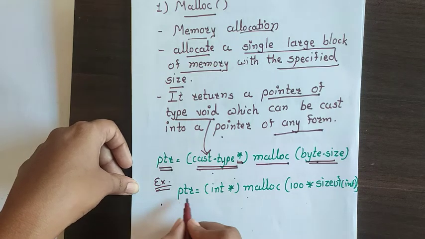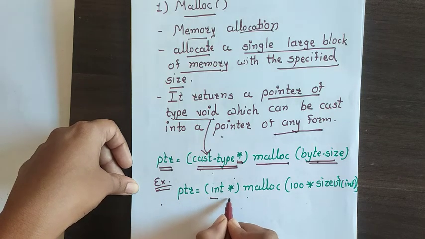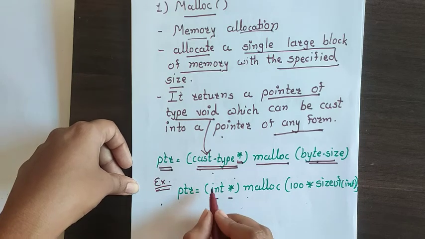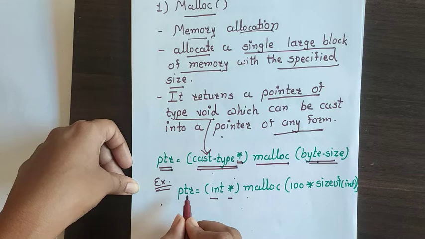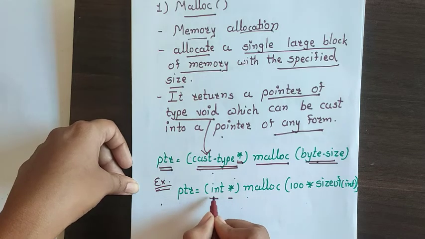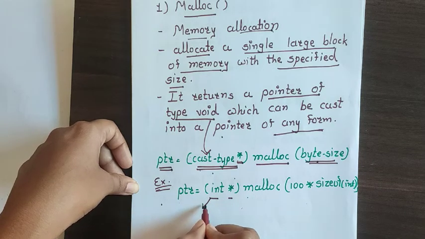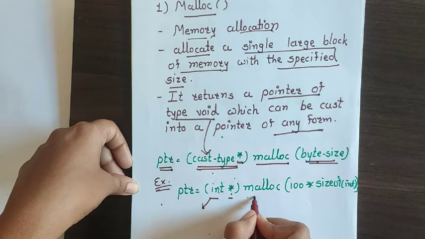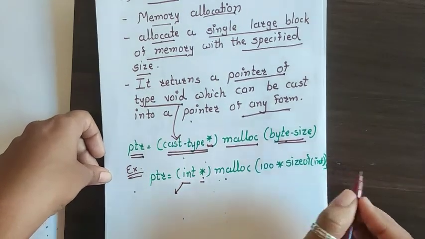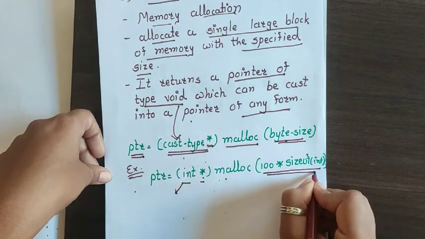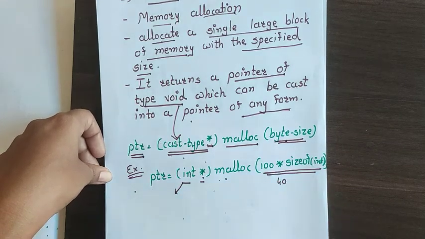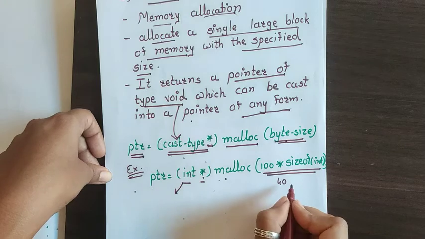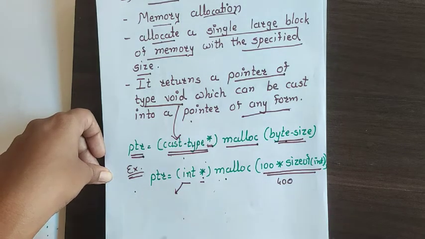In that example, PTR is equal to integer star, right? Why integer here? Because I need the pointer and I want to store data in integer form, so I need a pointer of integer. That's why I have written integer star malloc. Now instead of this I can write directly 40, or I can say 400. So it will return 400 bytes of size, right?